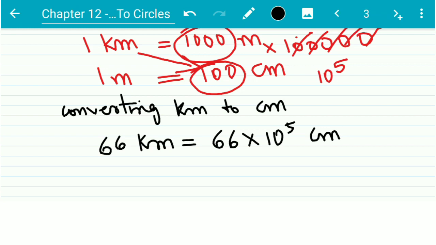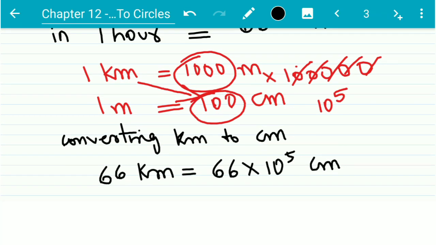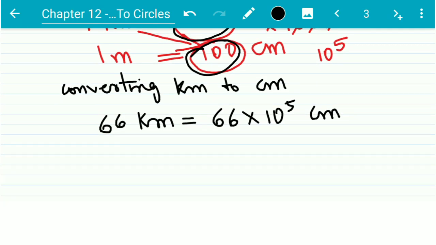Why 10 raised to 5? Because 1 kilometer is 1000 meter, 1 meter is 100 centimeter. So, to convert kilometer to centimeter directly, you need to consider this 1000 and also this 100. 1000 and 100 means 5 zeros. When you multiply, it will be 5 zeros. So 10 raised to 5. Multiply it with 10 raised to 5. Now we converted distance kilometer into centimeter.